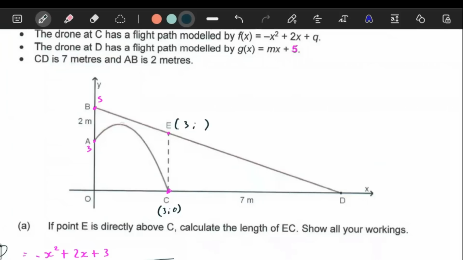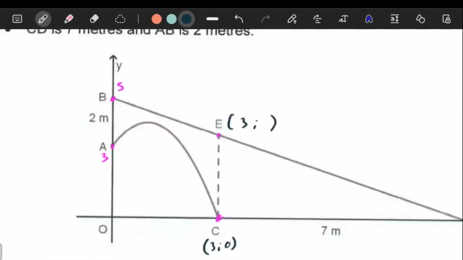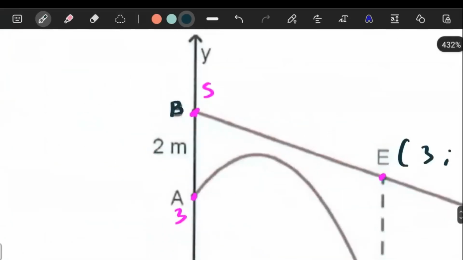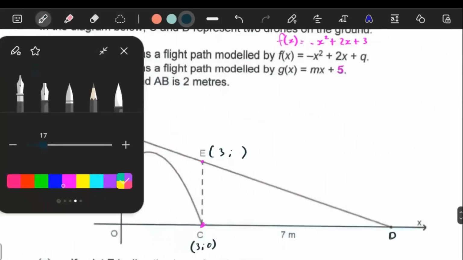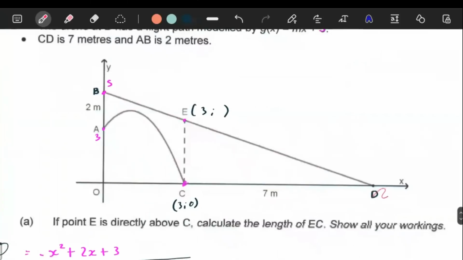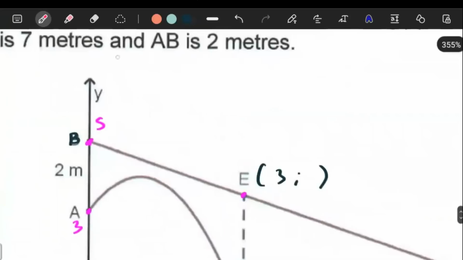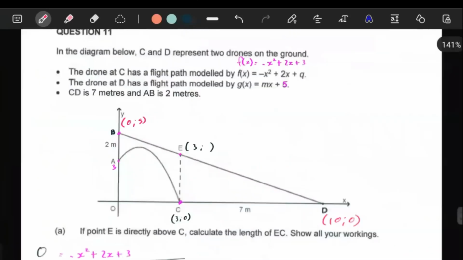So now we need the equation of BD. To get the equation of BD, we need the gradient of BD. To get the gradient of BD, we're going to make use of the coordinate D and the coordinate B. For the coordinate D, from here to there it's 3, plus 7, this is like 10. And then here, the x value is 0, the y value is 5. So these are the coordinates we're going to use for the gradient.